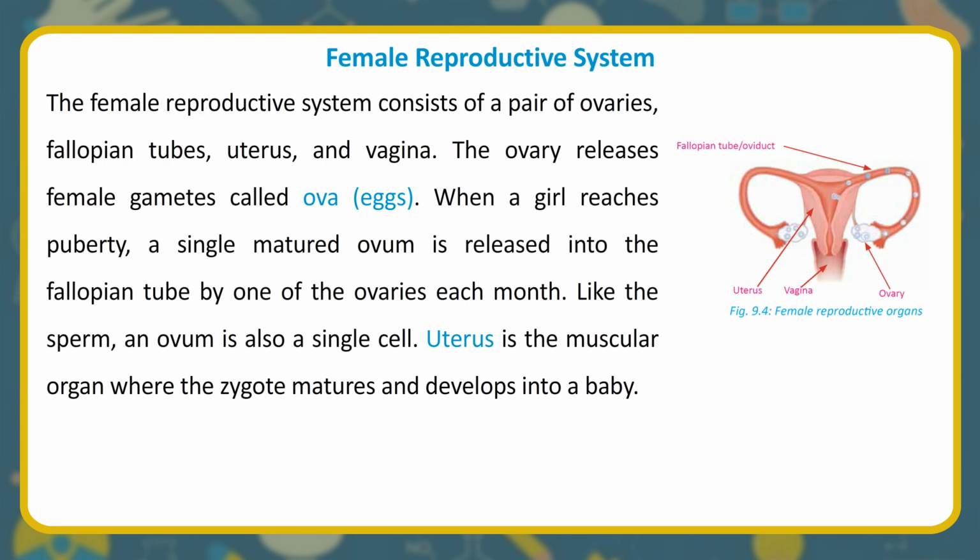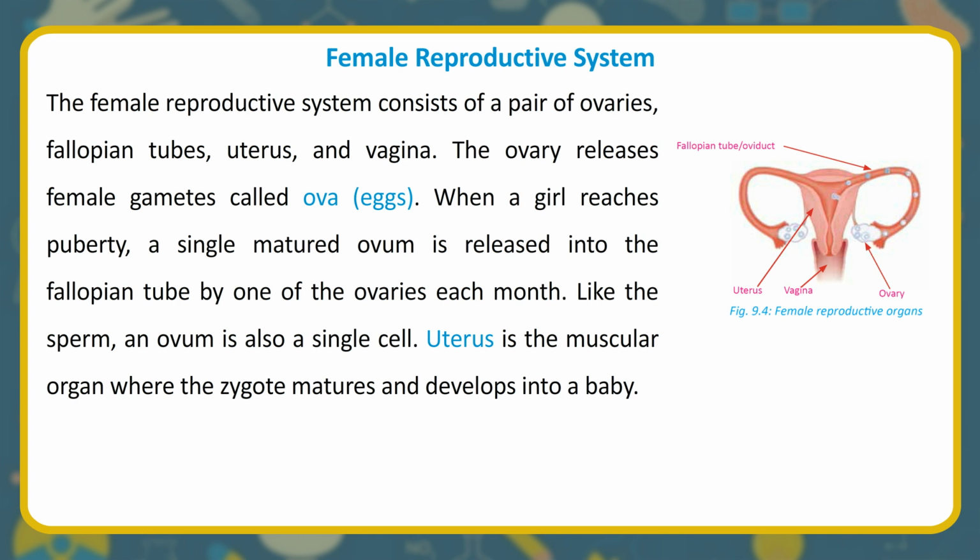Female reproductive system. The female reproductive system consists of a pair of ovaries, fallopian tubes, uterus, and vagina. The ovary releases female gametes called ova, eggs. When a girl reaches puberty, a single matured ovum is released into the fallopian tube by one of the ovaries each month. Like the sperm, an ovum is also a single cell. Uterus is the muscular organ where the zygote matures and develops into a baby.